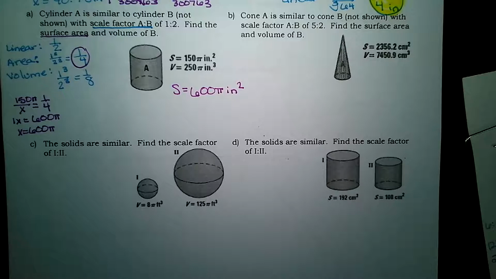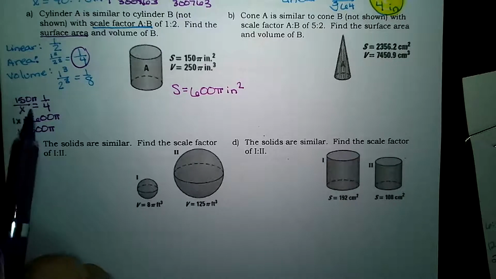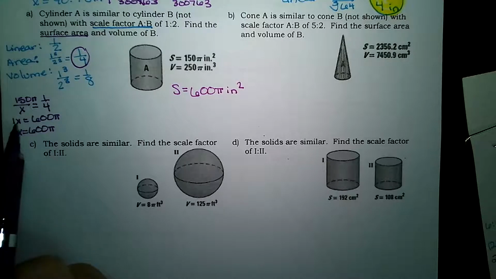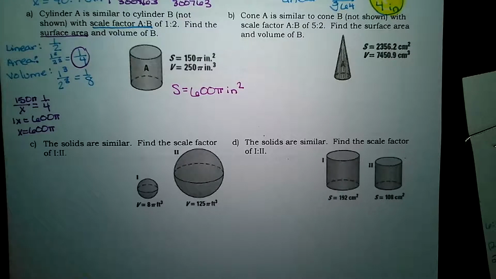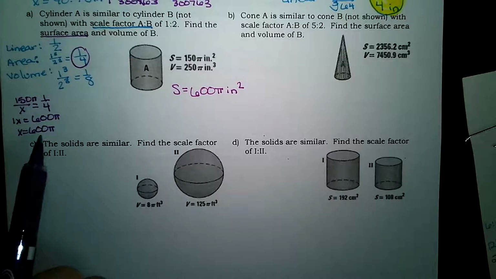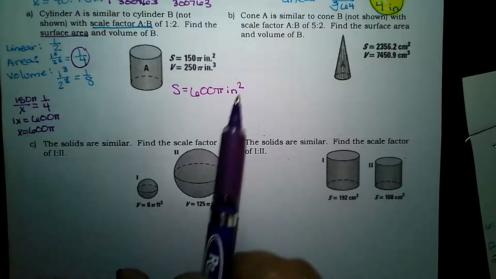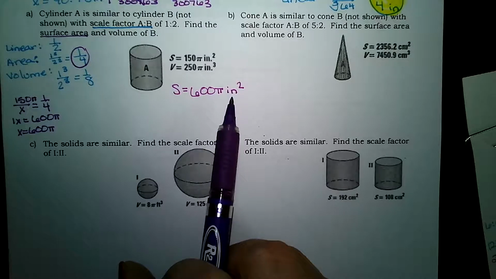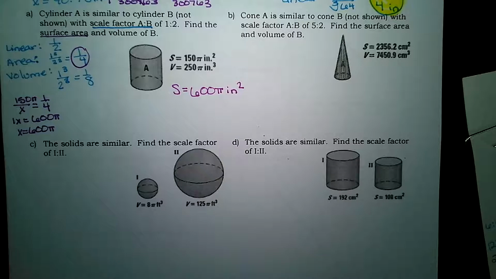Okay, so let's see my work over here. I did a cross multiply. So 150 pi times 4 is 600 pi, and 1 times x is 1x. So I divided by 1, which really doesn't do anything, and I've got x equal to 600 pi. That would be the surface area of cylinder B. Now I'm going to do a separate setup for the volume.